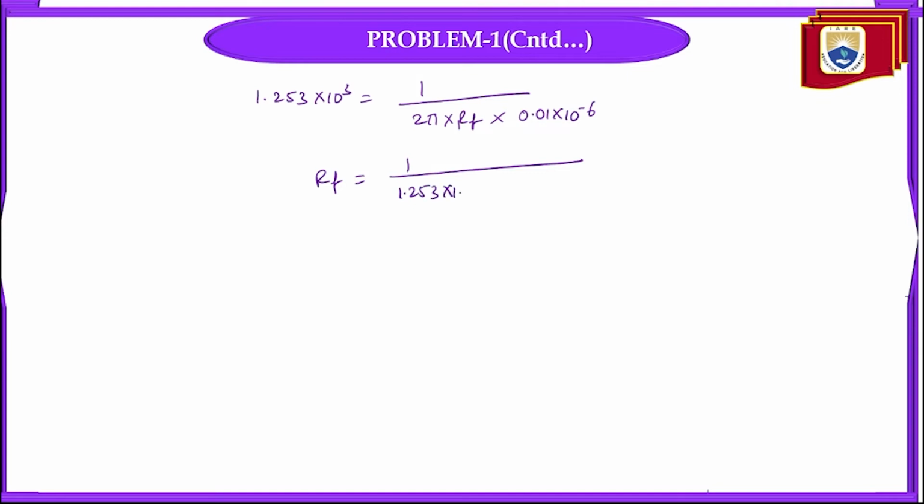So that is 1.253 into 10 power 3 is equal to 1 by 2 pi into RF into C1, where the C1 value is 0.01 microfarads. Okay. And from this, I can write RF as 1 by 1.253 into 10 power 3 into 2 pi into 0.01 into 10 power minus 6. So after simplification, the RF value is 12.17 kilohms.